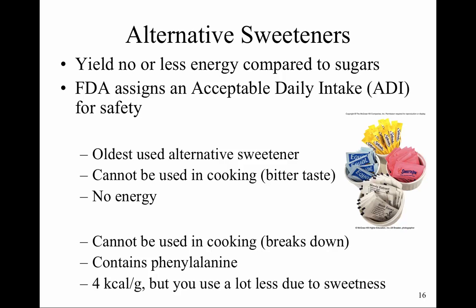Okay, so alternate sweeteners. The point of alternate sweeteners is to basically cut back on calories. Some of them you still get calories from, but you use less of it because it's so sweet. So compared to regular sugar, there'll be fewer calories coming in. The two most common that I'm going to talk about are saccharin. Saccharin, I believe, is the Sweet'N Low brand that you guys see. And this one's been around for a while, okay?